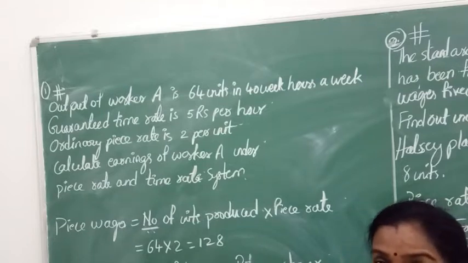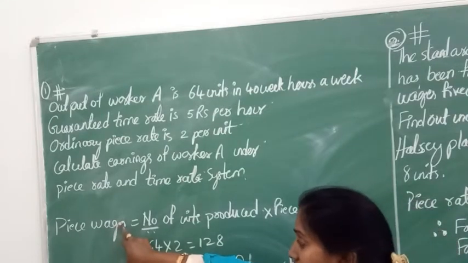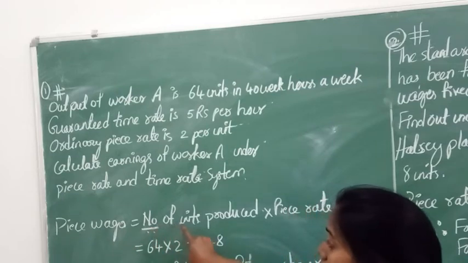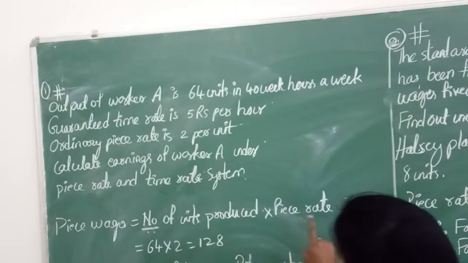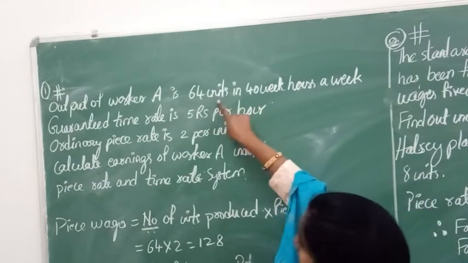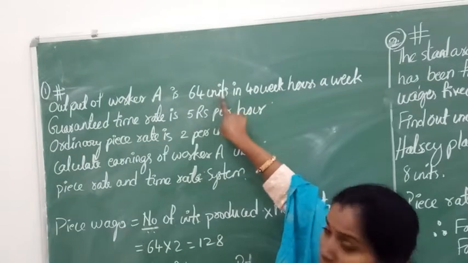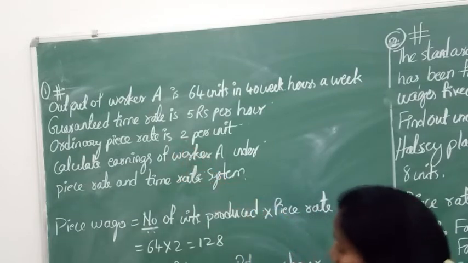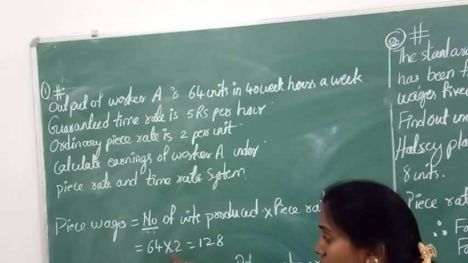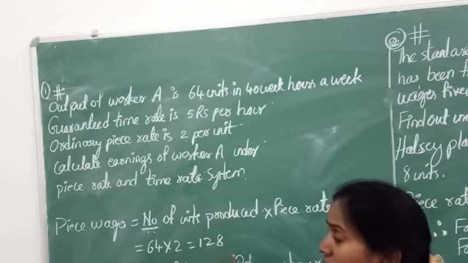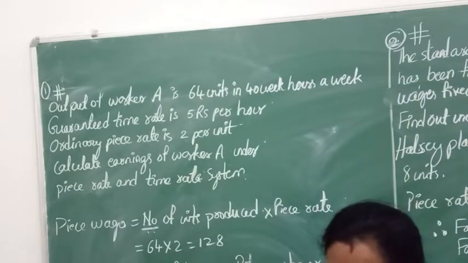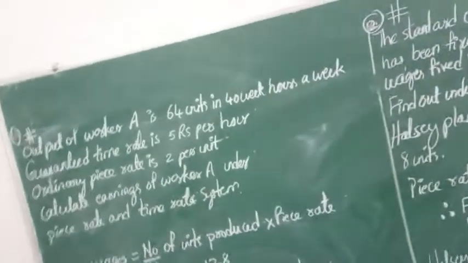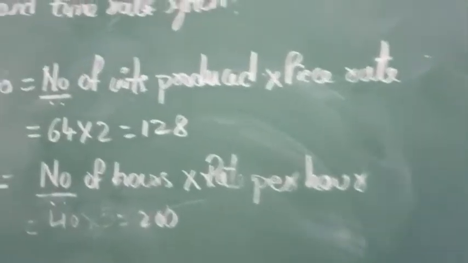So we are going for the piece rate system. When you go for the piece rate system, the formula is the number of units produced into the piece rate. How many units did he produce? Already I said, he produced 64 units. For each unit, how much is he paying? 2 rupees per unit he is paying. You can see here 64 into 2. How much is it coming to? It is 128 rupees. The point is clear. Okay. Next.